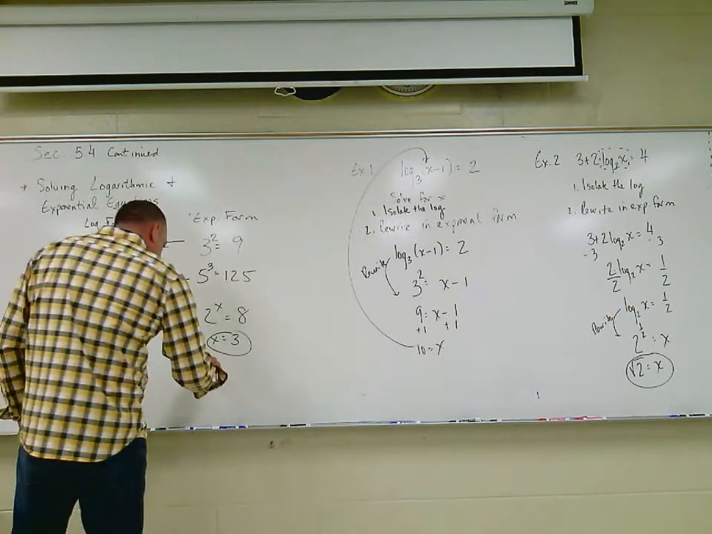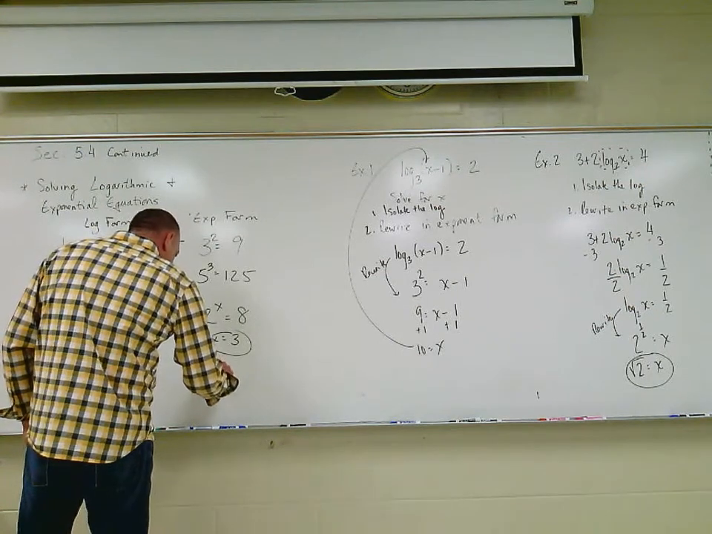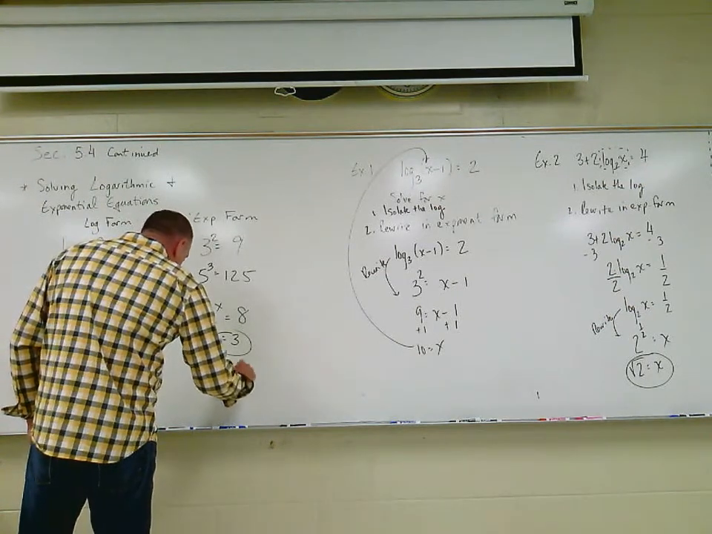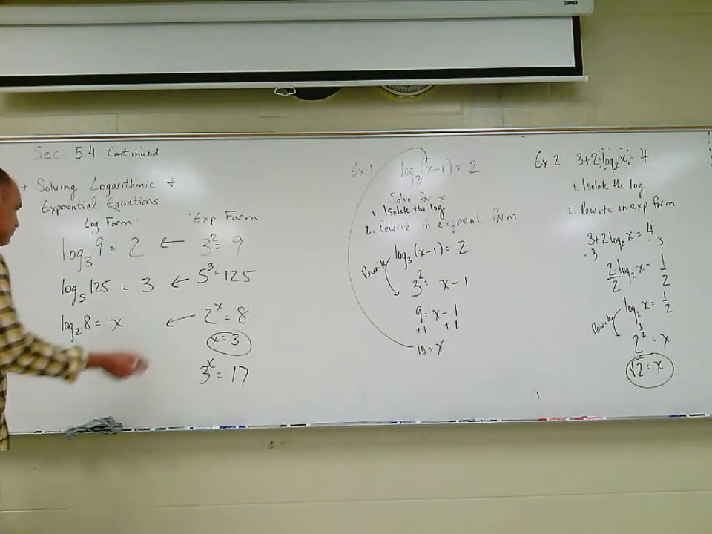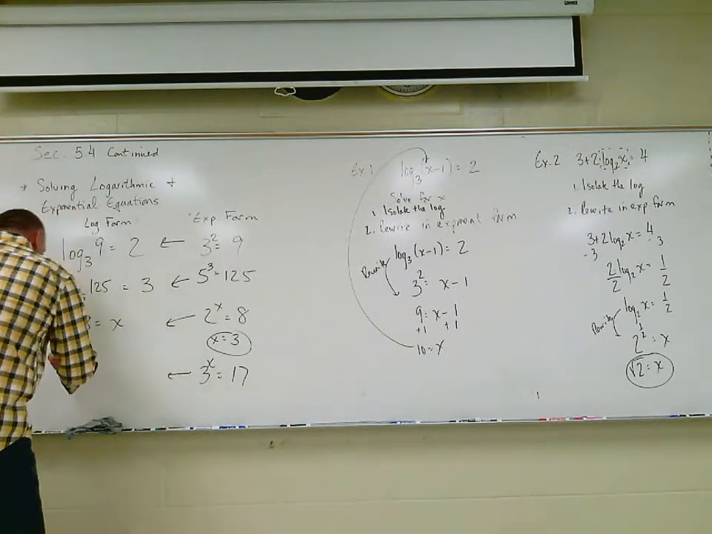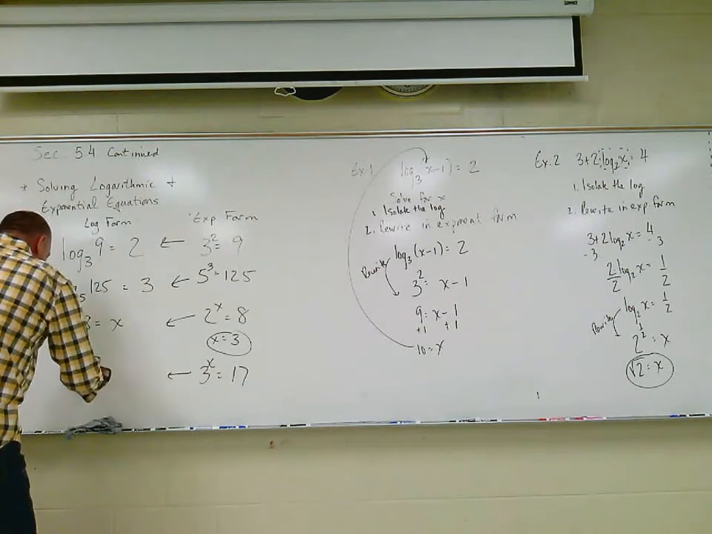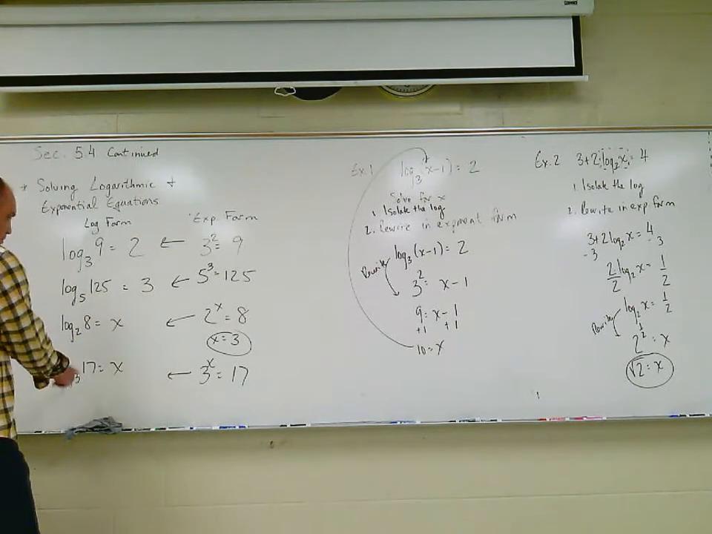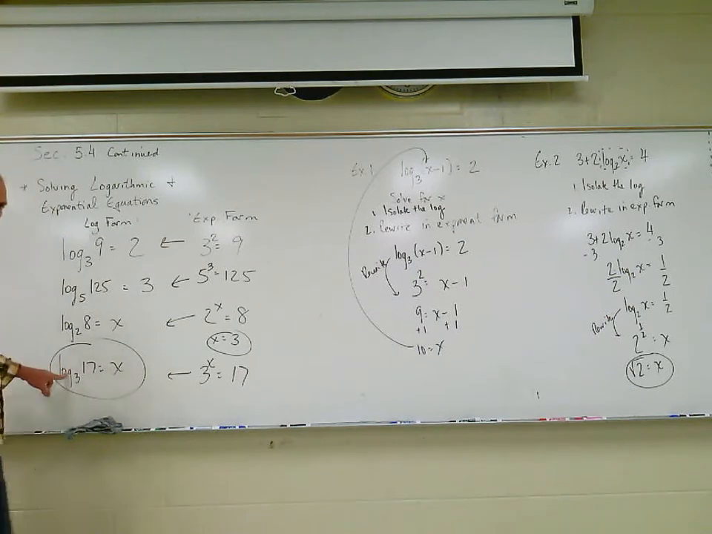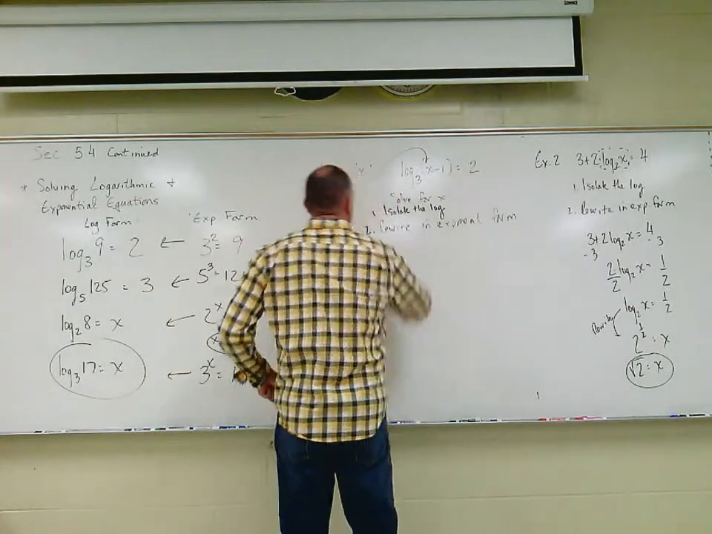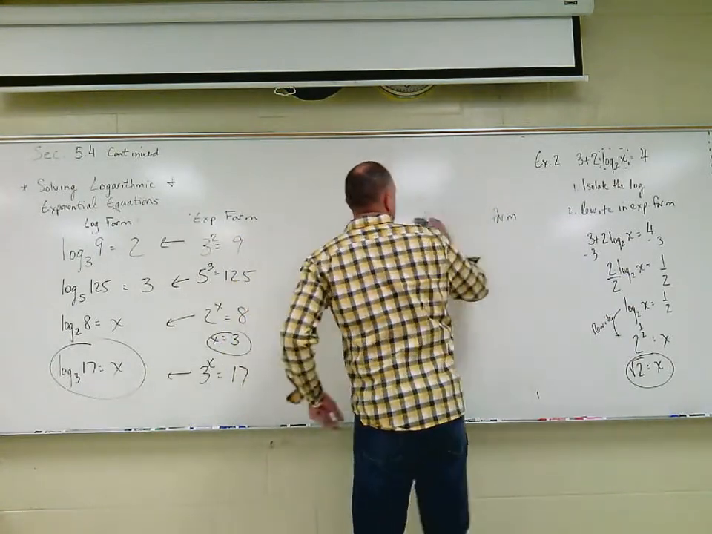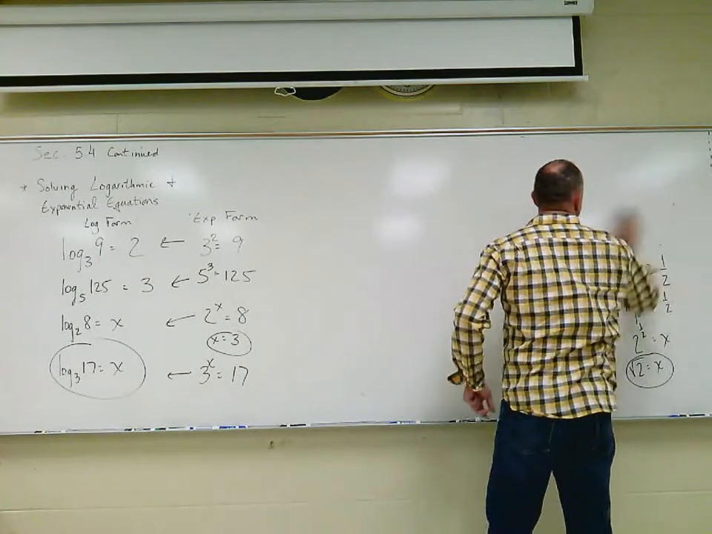And you may need your calculator, because you could have had something like 3 to the x equals 17. Well, we don't know what that power is. We can guess. So if I rewrite it as log base 3 of 17 equals x, you have the capability to type this in on your calculator and get a decimal, okay? So let's look at solving some exponential equations.